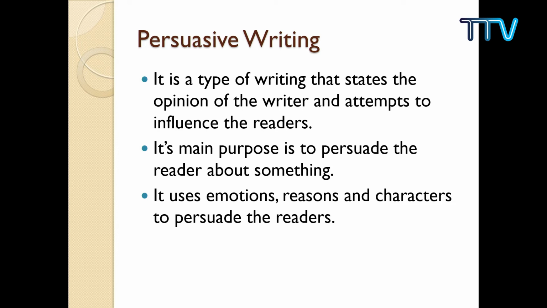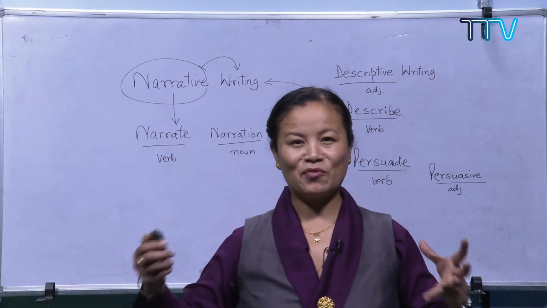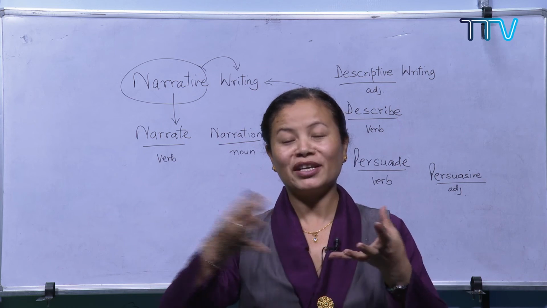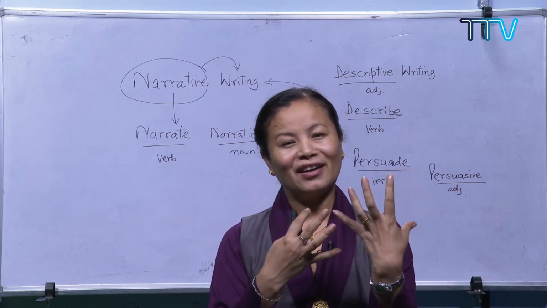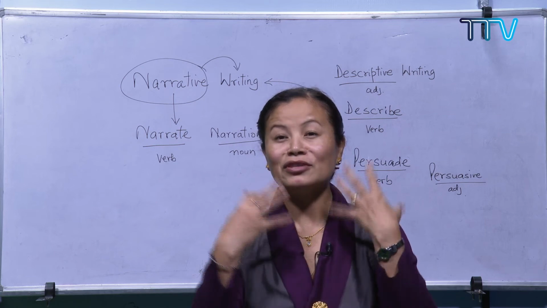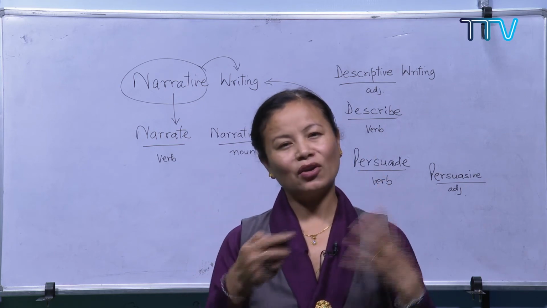It uses emotions, reasons, and characters to persuade the readers, because it's not easy to persuade or convince someone, right? You need to have strong points, and sometimes apart from reason, you try to convince the other person or the reader with your emotions. You appeal to emotion, you appeal to reason, and sometimes characters are also used, like you see in advertisements. Superstars come and advertise the product, because the character is used here. You are influenced by the character. So these are all persuasive things.